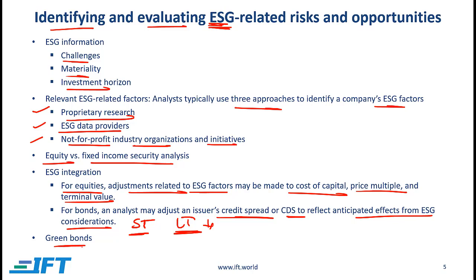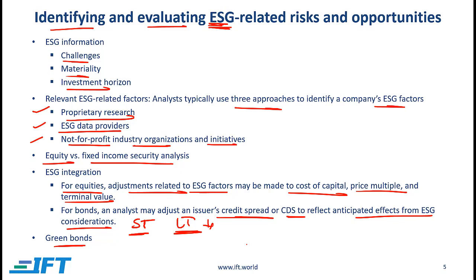Our final point has to do with green bonds. Green bonds are bonds in which the proceeds are designated by issuers to fund a specific project or portfolio of projects that have environmental or climate benefits. Such bonds generally trade at a premium over comparable conventional bonds, and therefore green bonds will have a lower cost of capital or a lower discount rate.